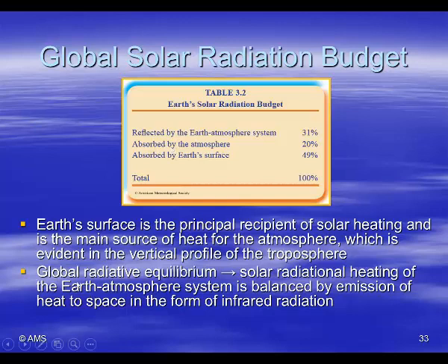We could talk about the global radiative equilibrium. This says that the solar radiation heating of the Earth atmosphere system is balanced by the emission of the heat to space in the form of infrared radiation. So we assume that there's kind of an equilibrium. The sun supplies energy to the Earth, and the Earth re-radiates out the energy at a different wavelength.